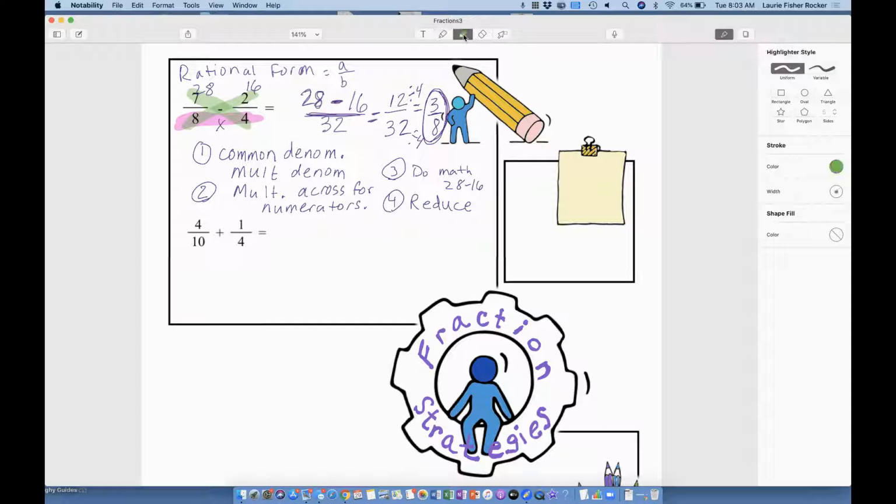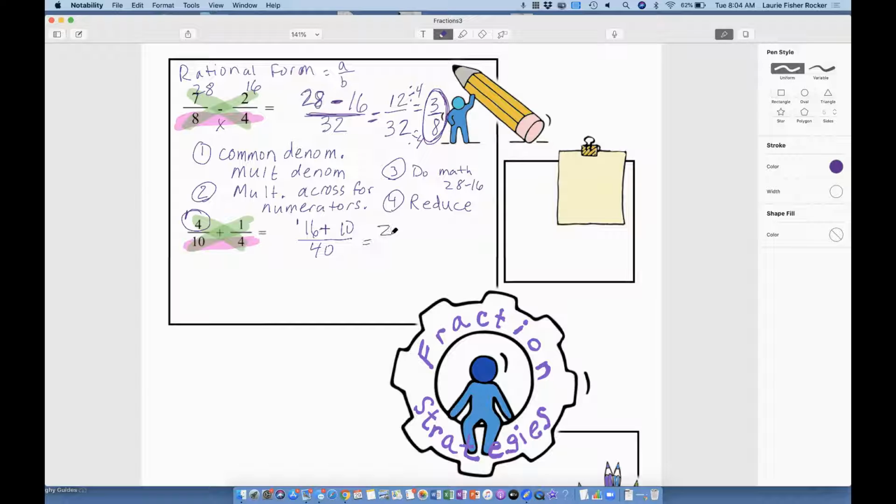Okay, so again, we're going to start with common denominators, multiply the denominators. I could reduce that first fraction if I wanted to. I'm not going to in this case. So I get 40. So then I'm going to multiply across to get those matching numerators. So 4 times 4 is 16. And it goes in the same order. So if I go 4 times 4 and that's first, then it's going to go first here. Okay. And then I do 10 times 1, and that's 10. It was plus, so I'm going to put a plus there.